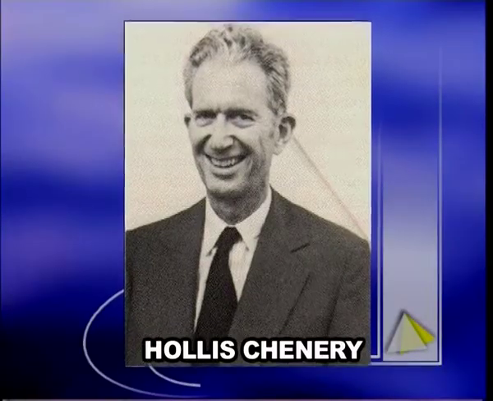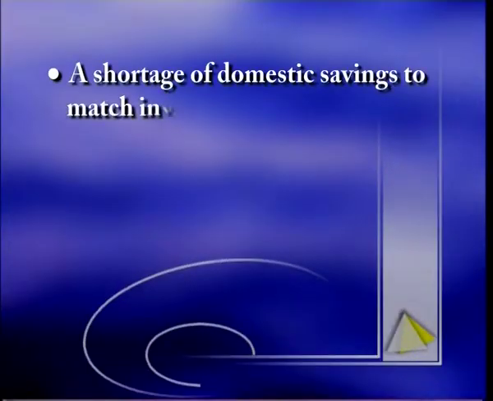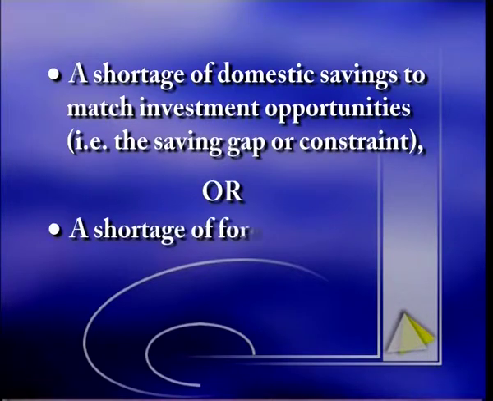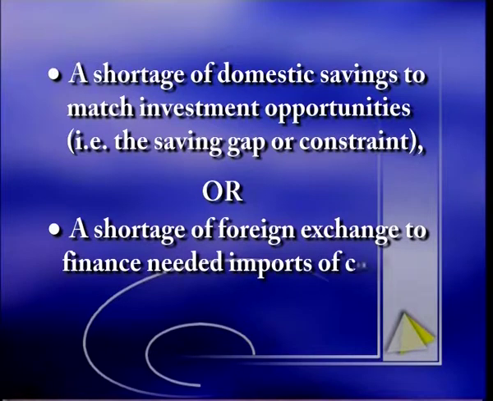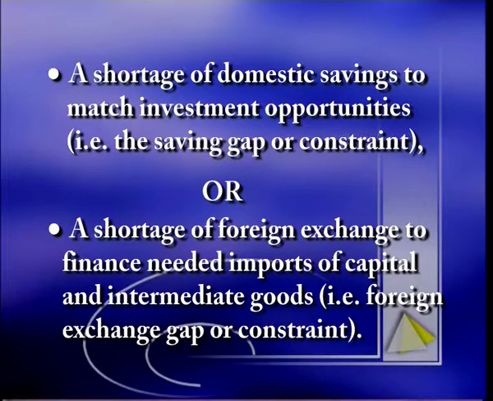The two-gap model was presented by Hollis Chenery and A. Strout as an approach to economic development. According to them, most of the developing countries faced either one of the following: a shortage of domestic savings to match investment opportunities, that is the saving gap or constraint, or a shortage of foreign exchange to finance needed imports of capital and intermediate goods, that is the foreign exchange gap or constraint.